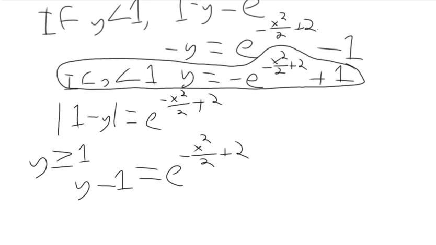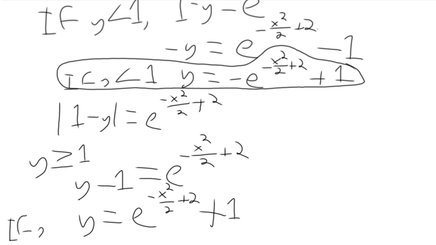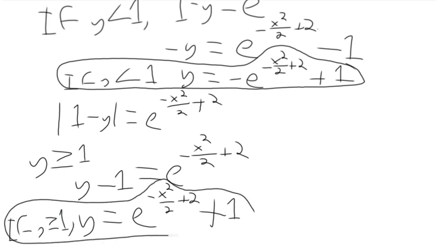And I'll add 1 to both sides, and I'll get y equals e to the negative x squared over 2 plus 2 plus 1. So this is for if y is greater than or equal to 1. So this is the second part of my answer. So these two statements form the answer to our initial value problem.